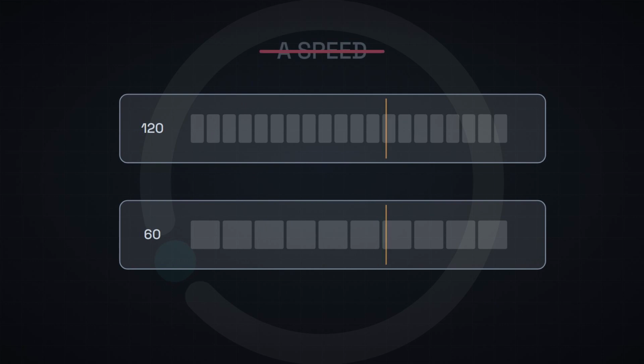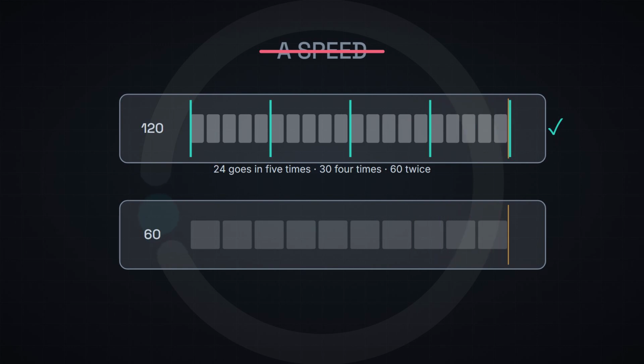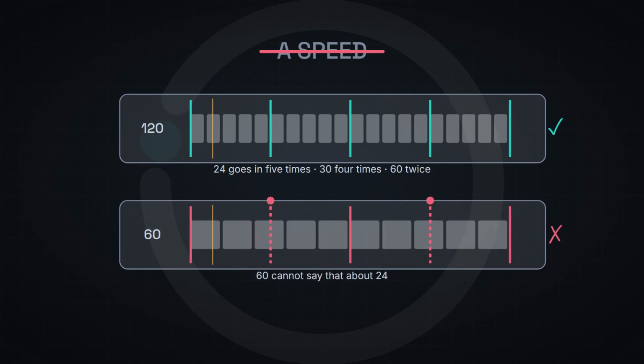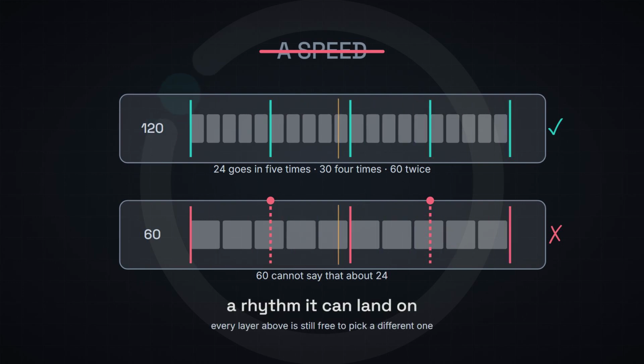120 was never a speed your screen holds. It is a rhythm it can hit cleanly. 24 goes into it 5 times, 30 four times, 60 twice, and 60 cannot say that about 24. The number on the box counts cadences it can land on, and every layer above it is still free to pick a different one.